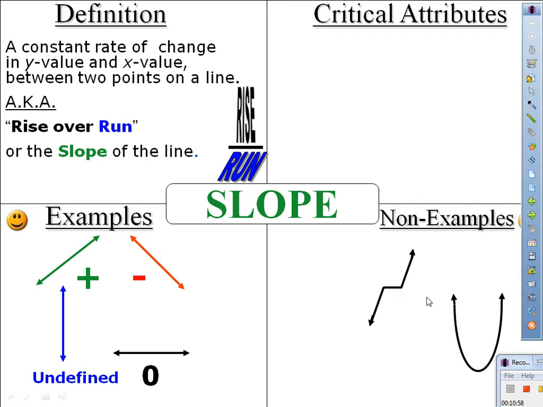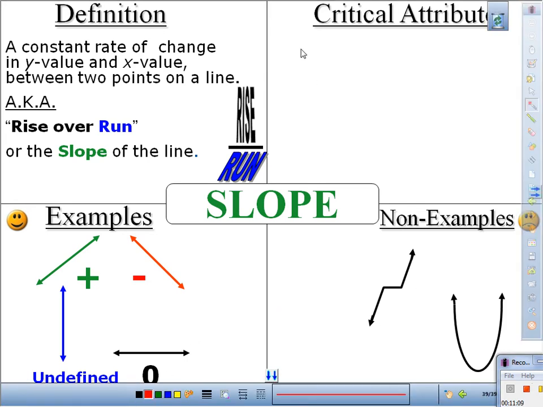Octavia, why are these not representations of slopes? They don't have a constant rate of change. That is correct. So with that said, come up with a couple of hashtags. Give those to your neighbors so that they can write them down, please.